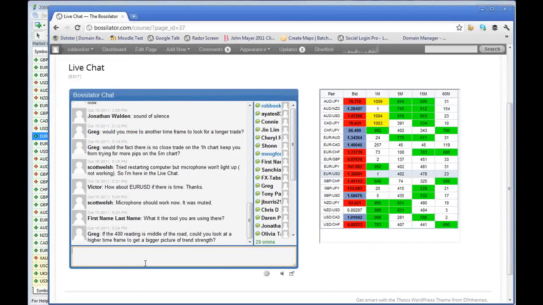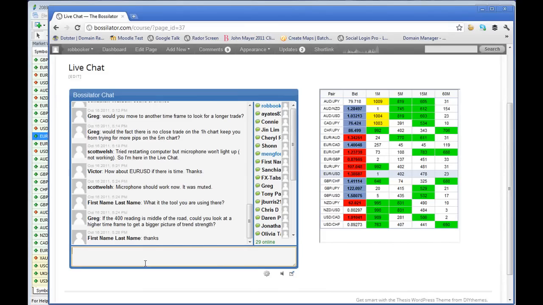Greg says, if the 400 reading is the middle of the road, would you look at a higher time frame to get a bigger picture of trend strength? No, Greg, that's a great question, and I'm going to answer that now, and then I'm going to answer it later in a much more complete form. Greg, if I've decided that the 5-minute chart is my specialty, and that's what I like to focus on for a currency pair, and I've got a reading of 400, then I'm just going to ignore it for right now. I'm going to wait till we get to 750, and then I'm going to counter trend trade it. But everything else is turned off.